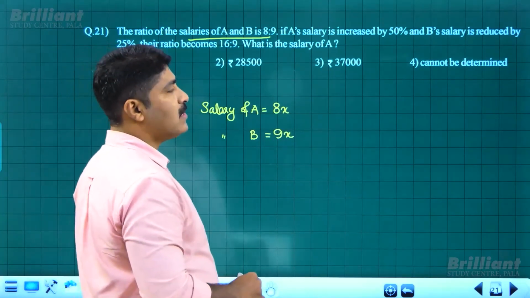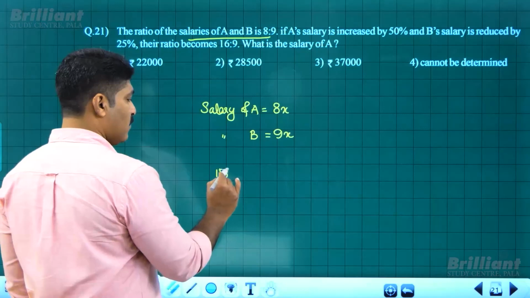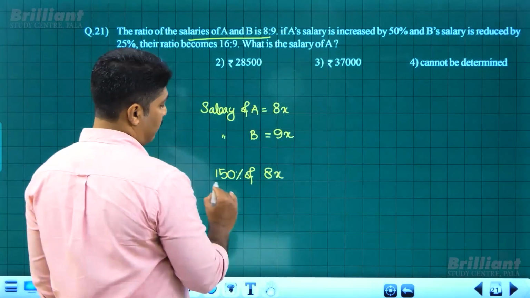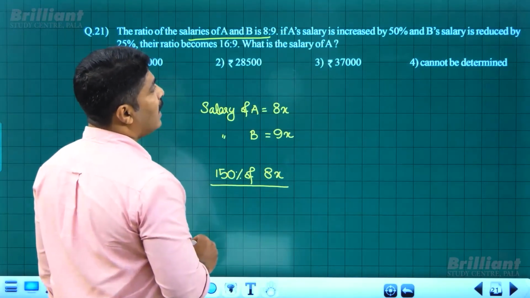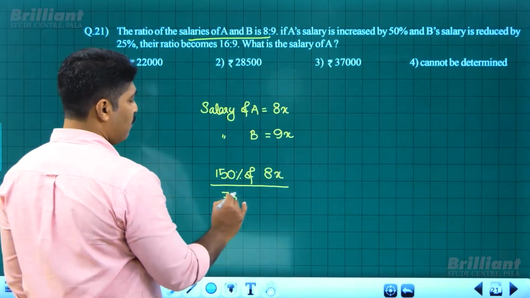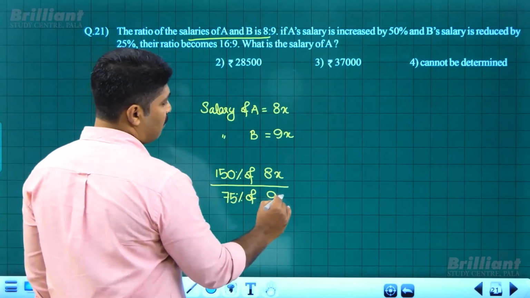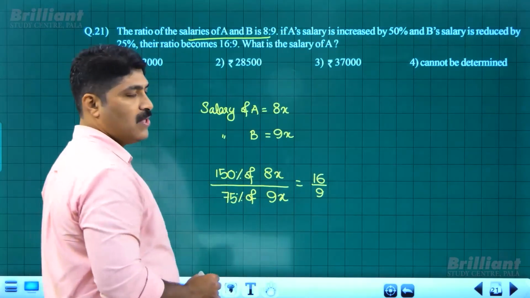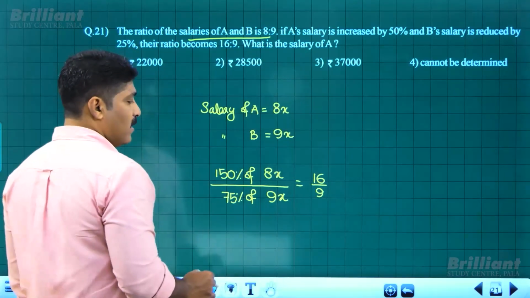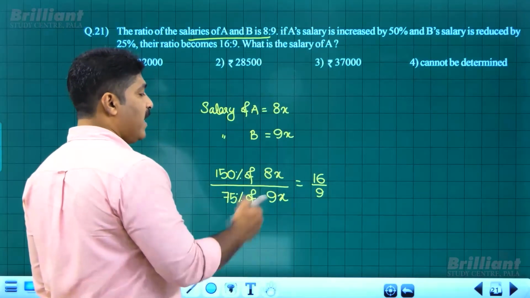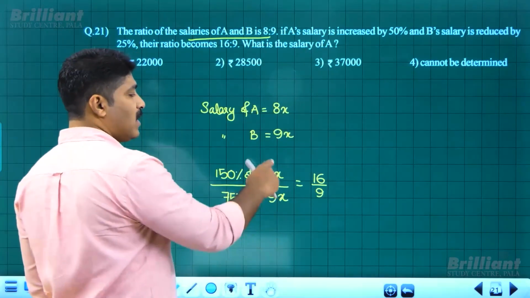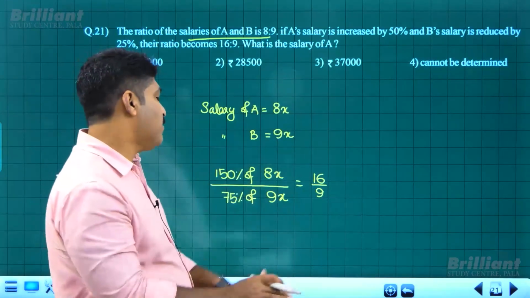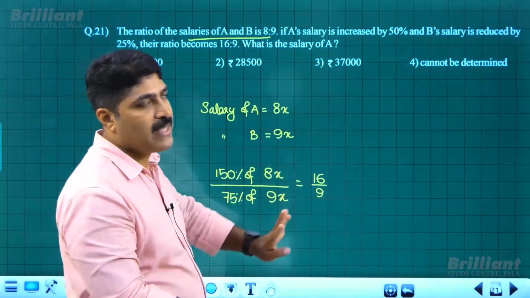So A's salary is increased by 50%. Therefore, we can consider it like this: 150% of the salary of A, that is 8x, divided by, and B's salary is reduced by 25%, therefore 75% of the salary of B, which is in the ratio 16:9. Then simplify it further. If we are simplifying this, can we find out the value of x? While observing itself, you can catch the idea that x will become simplified. So irrespective of the value of x, this equation should be satisfied.